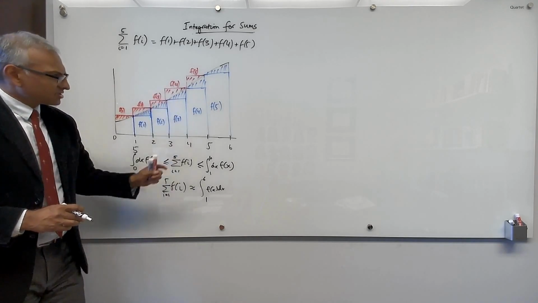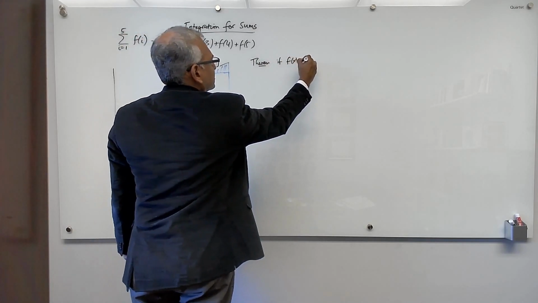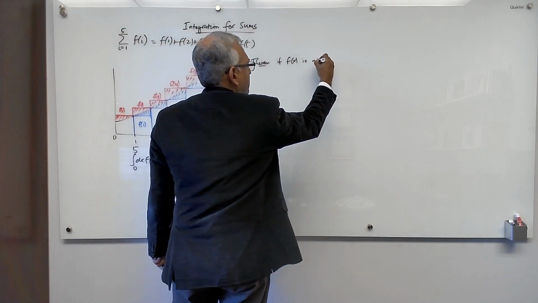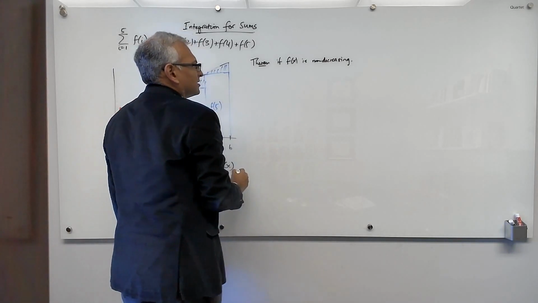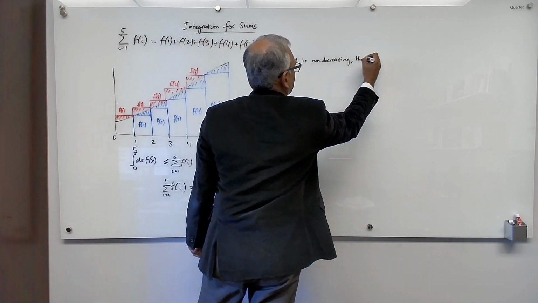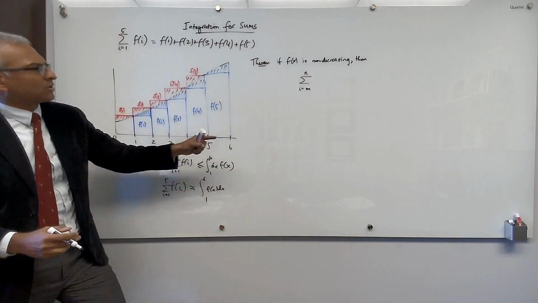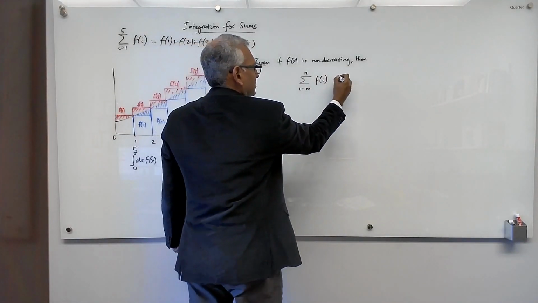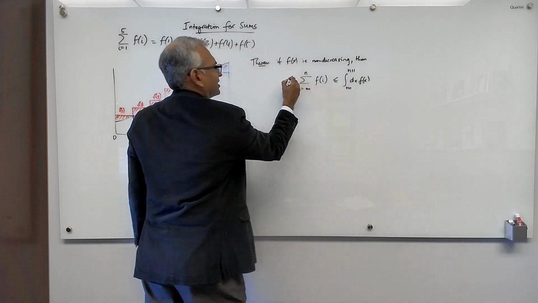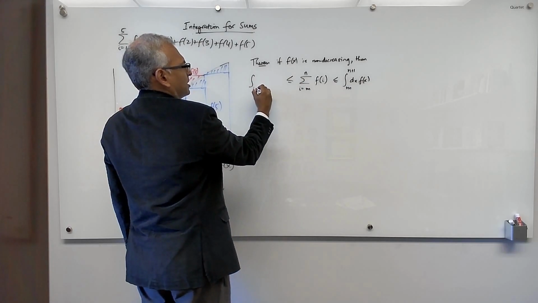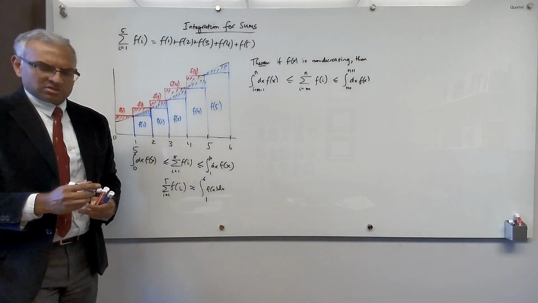So let me summarize this discussion in a more general theorem. If f of x is non-decreasing, that means basically increasing, then the sum from i equals m to n, so we don't have to sum from 1 to 5, we can go from m to n of f of i, is at most the integral from m to n plus 1 of f of x dx, and it's at least the integral from m minus 1 to n of f of x dx. And this is a special example of that. This can be derived analogously.